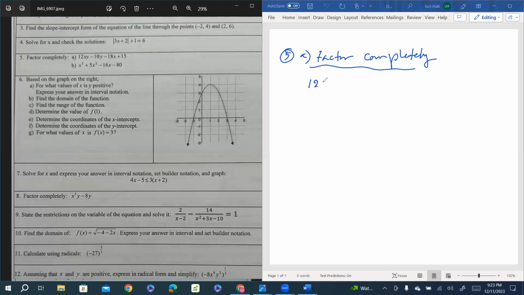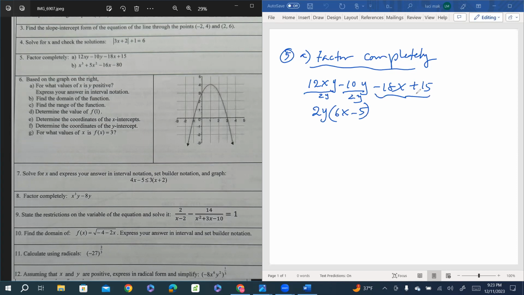So we have 12xy minus 10y minus 18x plus 15. When you have 4 terms, we factor by grouping. For the first 2 terms, we can see there is a 2 as well as y common. So if you divide each one by 2y, I'll try to show you that as well. I'm going to use the same color to save time. Divide by 2y, divide by 2y, right? So we get 6x minus 5.